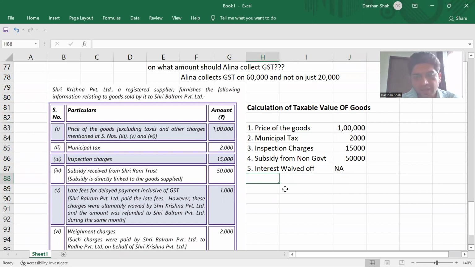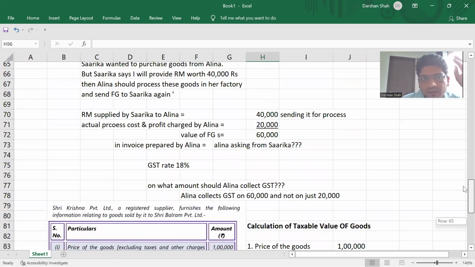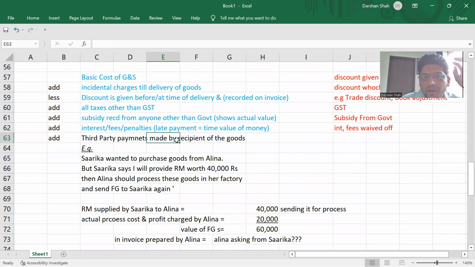All right, and last, sixth, weighman charges. Let us read what they have given. Such charges were paid by Balram, the recipient of the goods, to Radhe. Radhe is someone else. Krishna is the seller, Balram is the buyer and recipient, and Radhe Private Limited is the third party. So this is third-party payments made by the recipient of the goods.